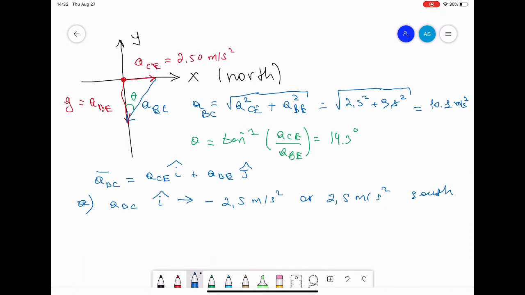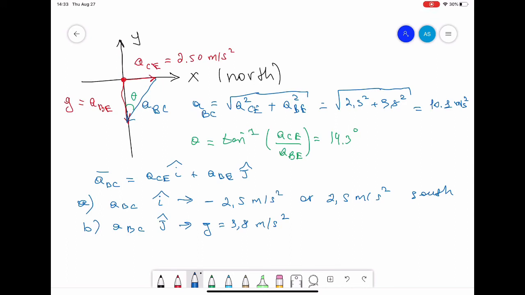Now what about part B? In part B, what is the acceleration of the bolt relative to the Earth? Again, the acceleration of the bolt relative to the Earth is equal to g, which is 9.8 meters per second squared. It's pointing downwards.